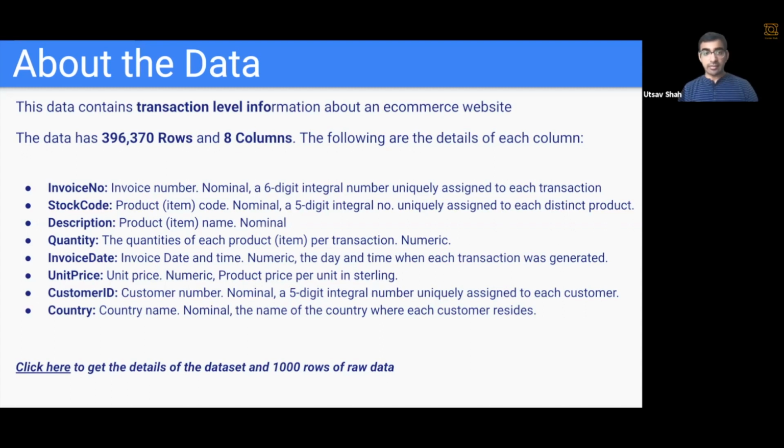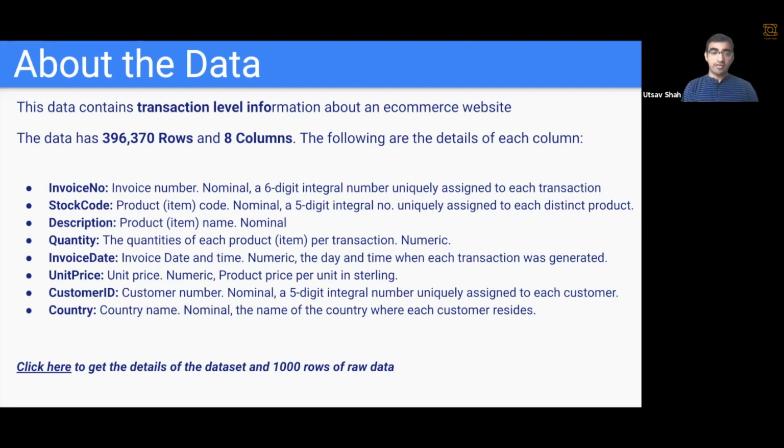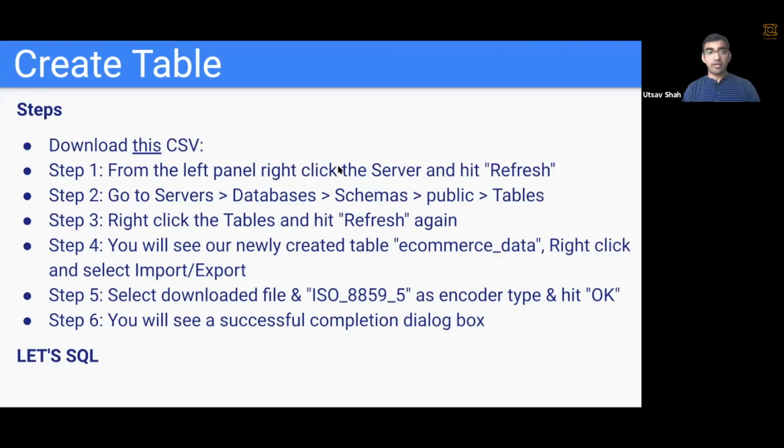This is in sterling. You have the customer ID, a unique ID which is given to each customer. And then you have the country. It's the country name or the country where each customer resides in. You can click here to get the details of the entire data set and the first 1,000 rows of the data. All right, to access this data, download this CSV.